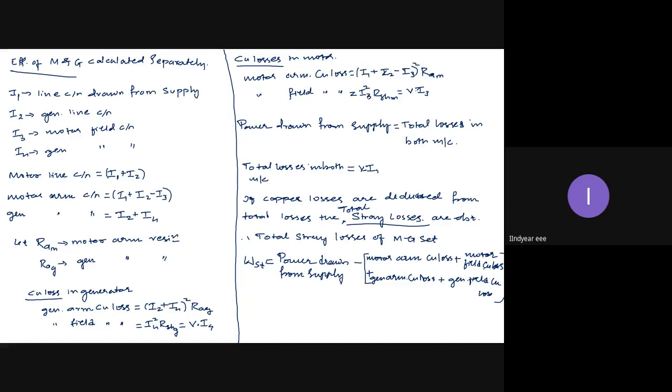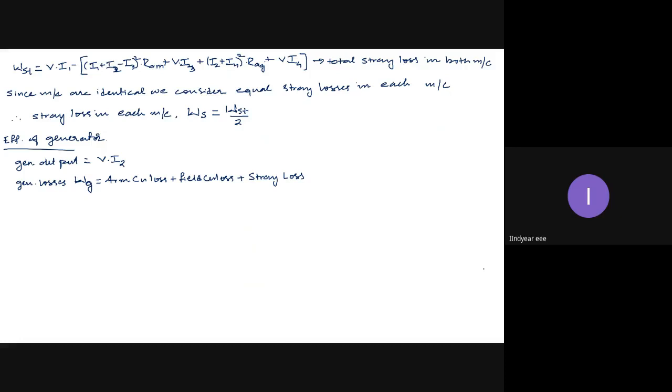In those literature, some textbooks, it is shown only deduction of armature copper loss from the power draw. And here, adding only armature copper loss to the stray loss. Fine. Theoretically, this may be correct. But Hopkinson test is a practical test. It is a full load test.